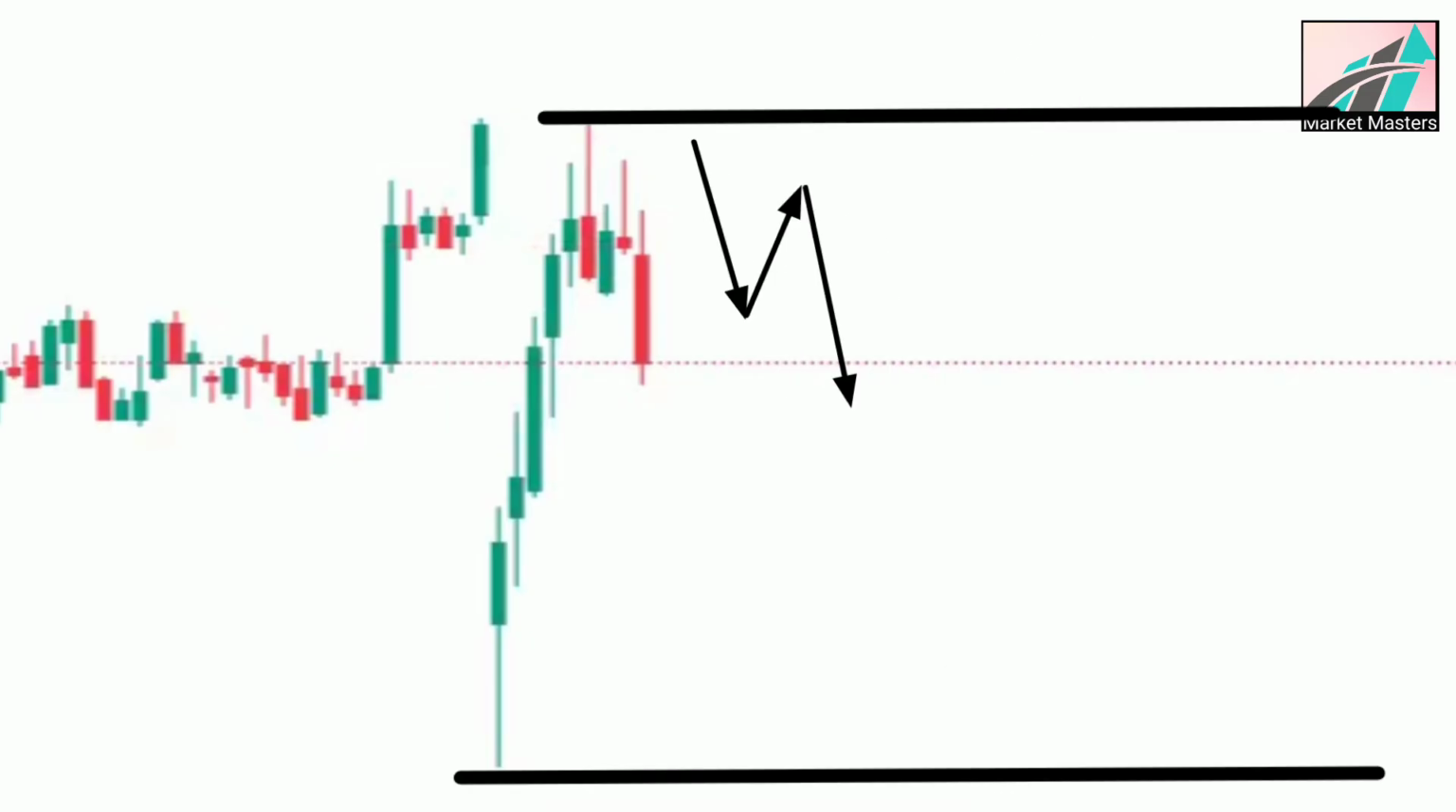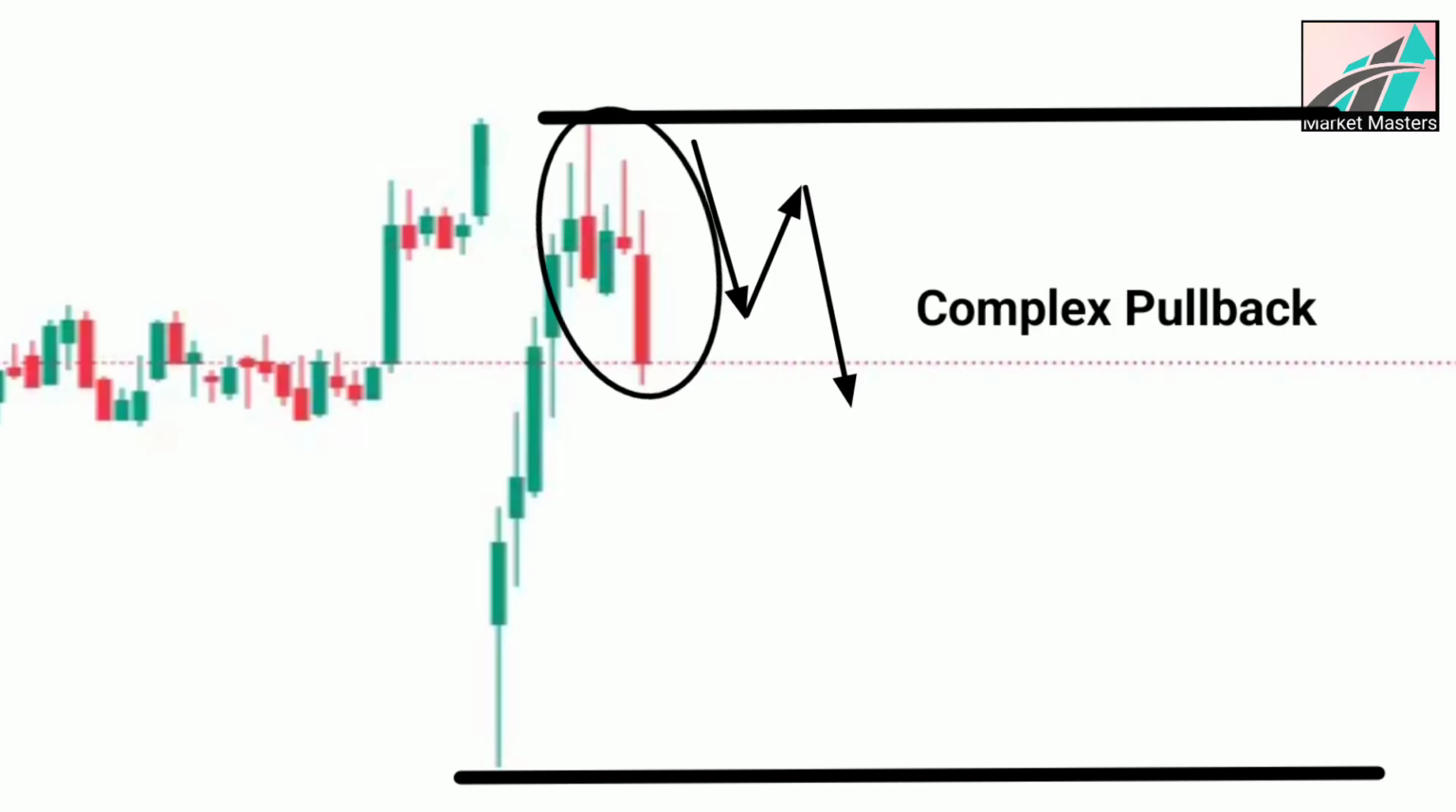Until the bigger structure breaks, either to the upside or downside, we treat this internal structure as a pullback. When an internal structure, downtrend or uptrend, forms within a pullback, like we have seen here, it's called a complex pullback. And complex pullbacks aren't easy. They can easily confuse and trap traders who don't understand structure mapping.